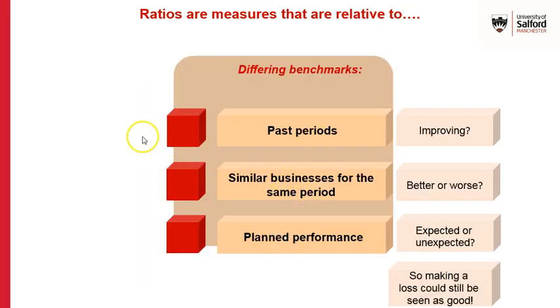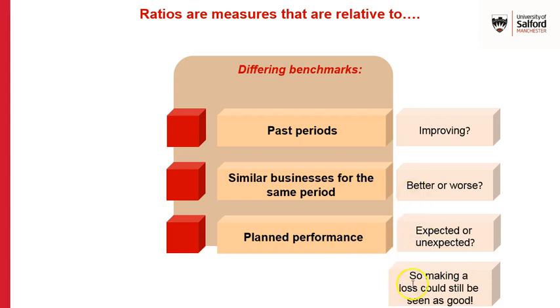And we look at ratios in context. In our brief look at Rolls-Royce, we saw that they were looking at it over time. So you can look at it from past periods, answering the question, are we improving over time? You can look at similar businesses in the same period, are we better or worse? And we can look at it against some sort of budget or planned performance. Are we above what we plan to be, or are we below?